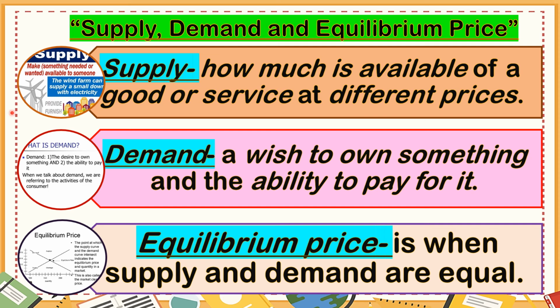Equilibrium price means when supply and demand are equal. As you can see in the picture on the left side, we have here demand going up and supply going down. So what is this meeting point in here? The demand and supply are equal. They meet together. That is called equilibrium price.